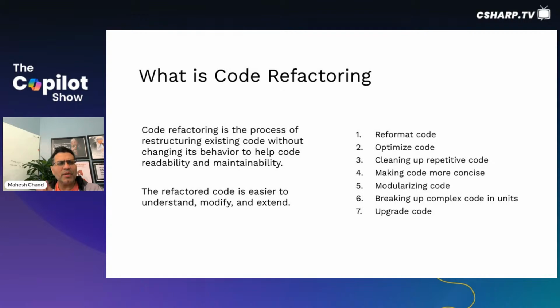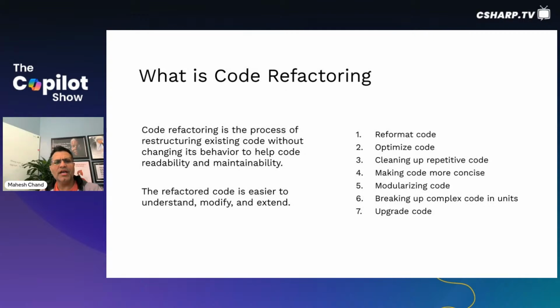So, what are the different parts of refactoring? You can reformat the code. You want to optimize the code. You can clean up some of the code. For example, remember when we were in college or young developers, we wrote a lot of code that could easily be put in modules, in functions, in other classes, right? So that's all that is.